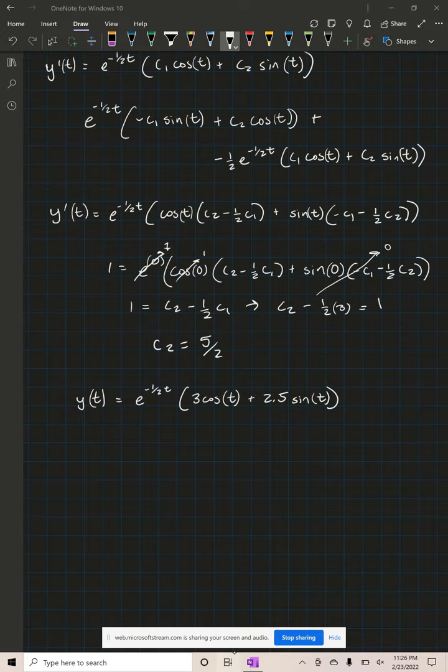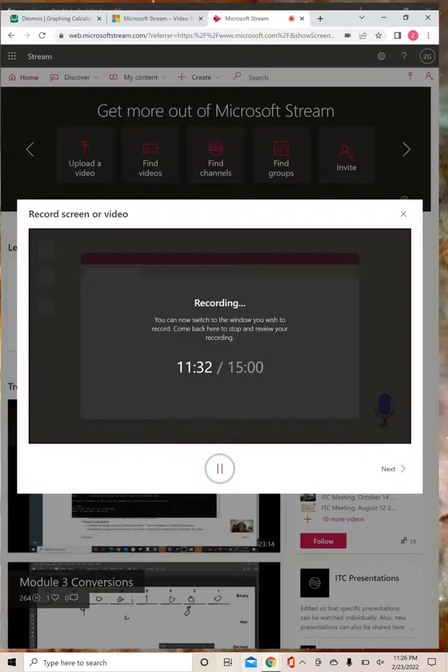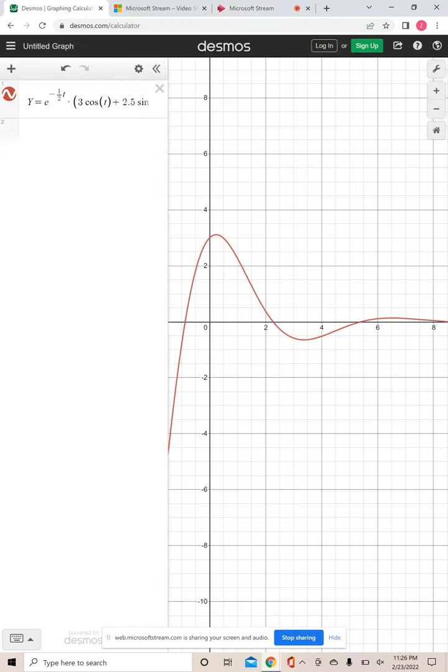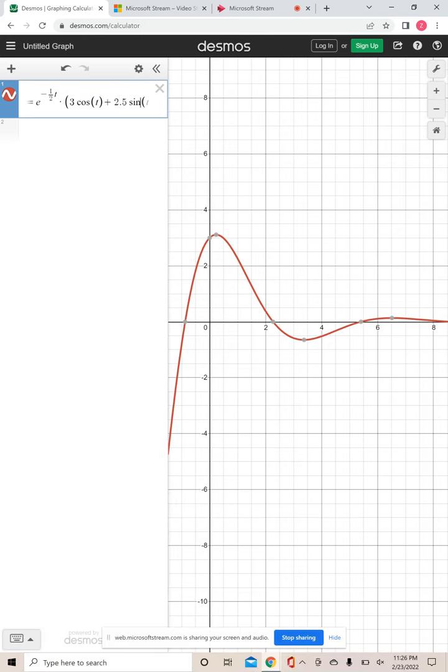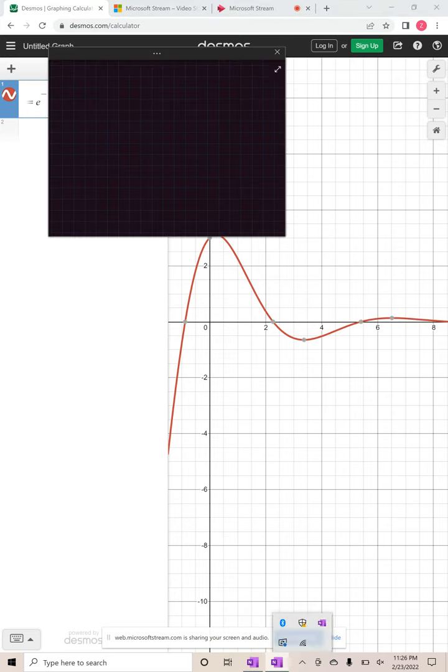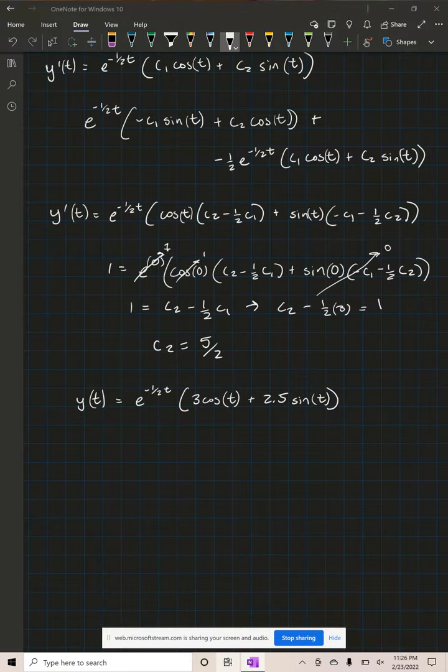Okay, so there we go. Here we graphed our function, and we have the expression that we had earlier, just the solution that we found earlier, and we see that it is exponentially decaying, and that's because we have a negative factor in our expression.